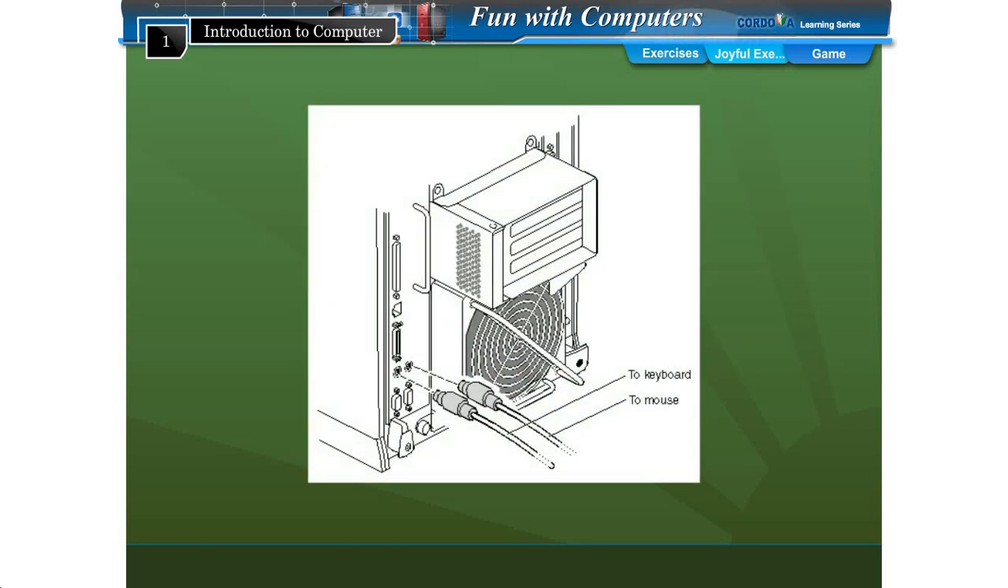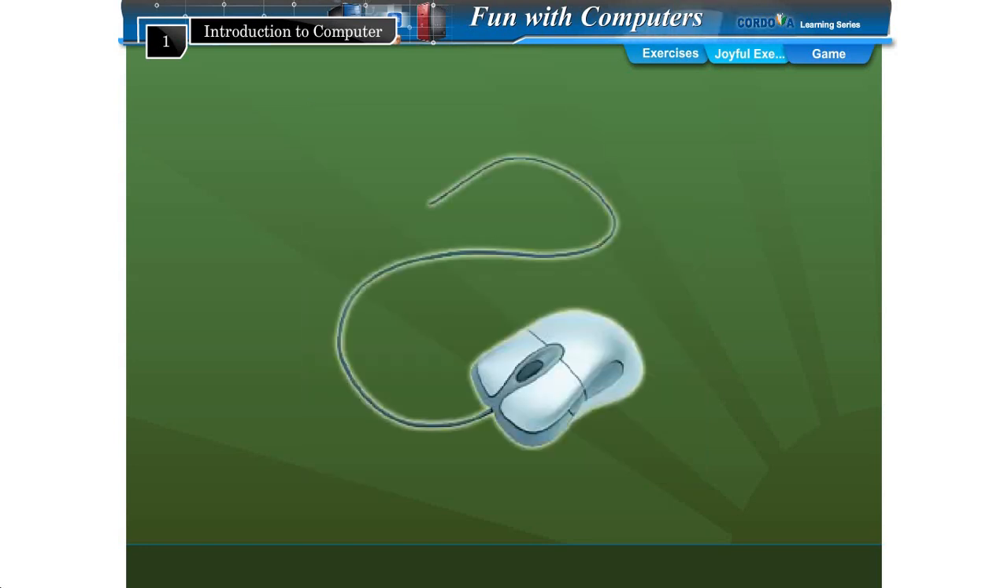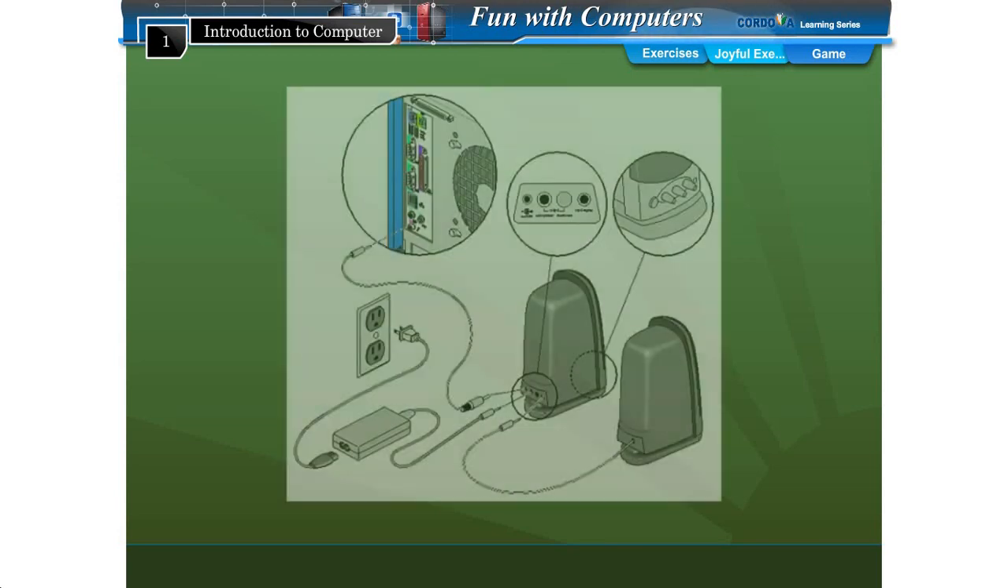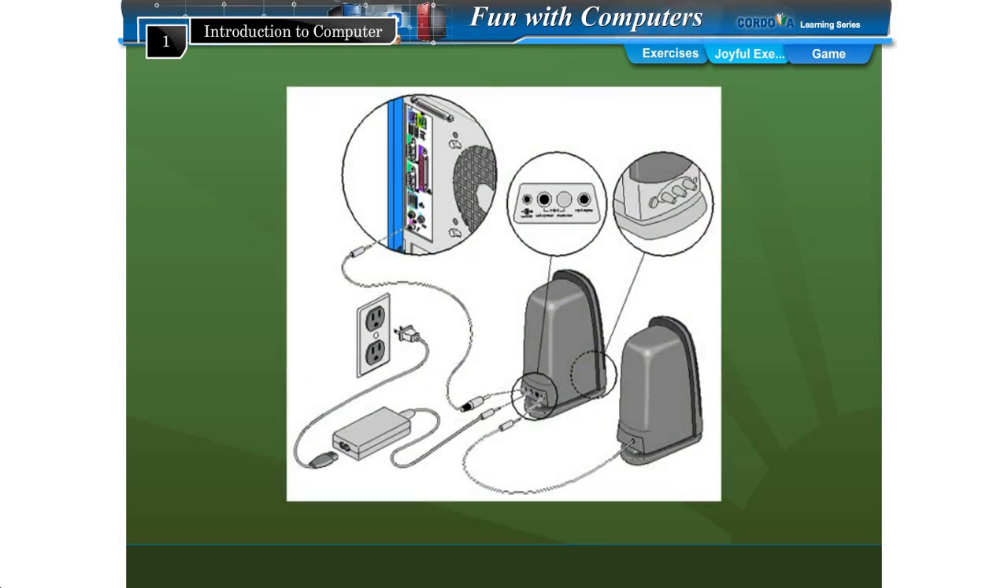Mouse is not working. Check whether the mouse is properly attached to the mouse port of the CPU or not. No sound. Check to make sure that the speaker's cord is attached to the CPU box. Make sure that the power supply to speakers is proper and the speakers are on.